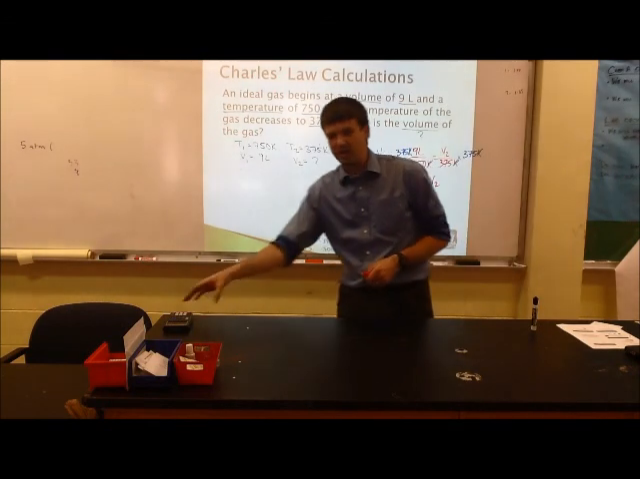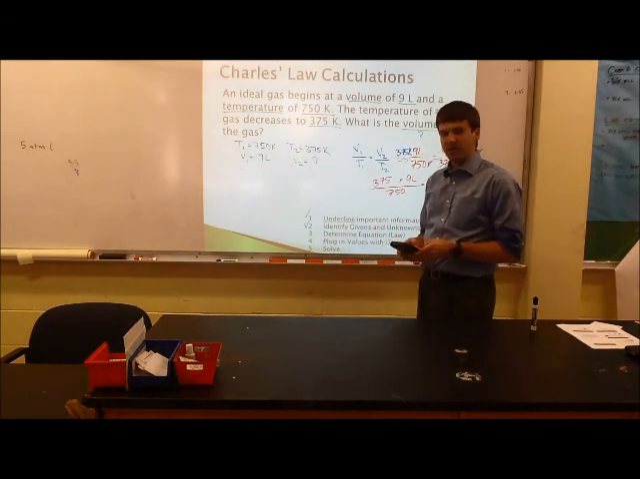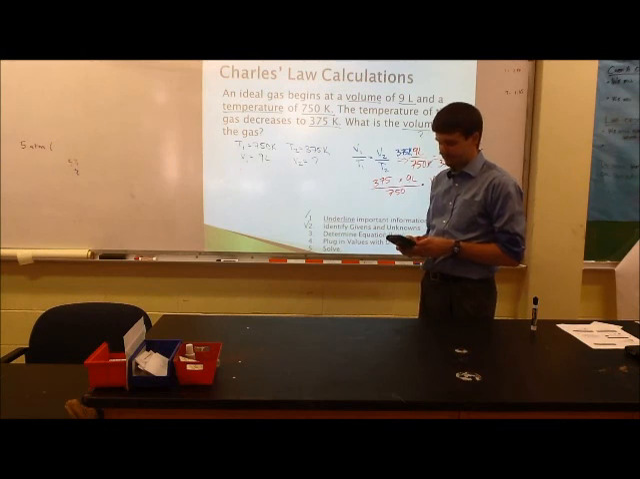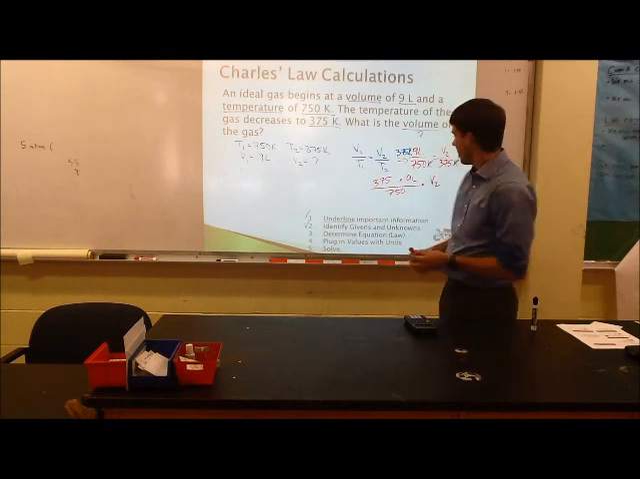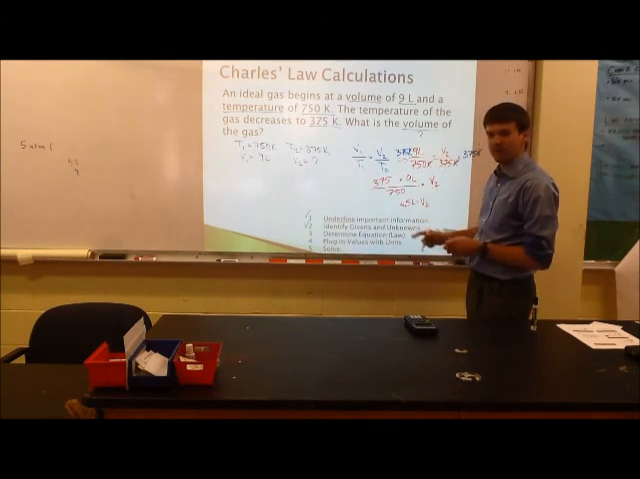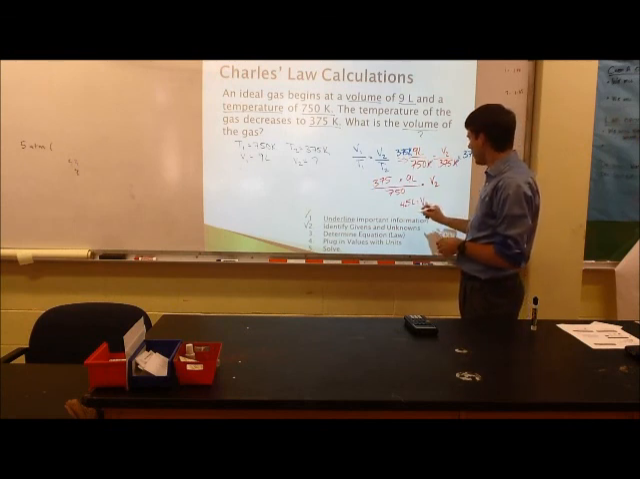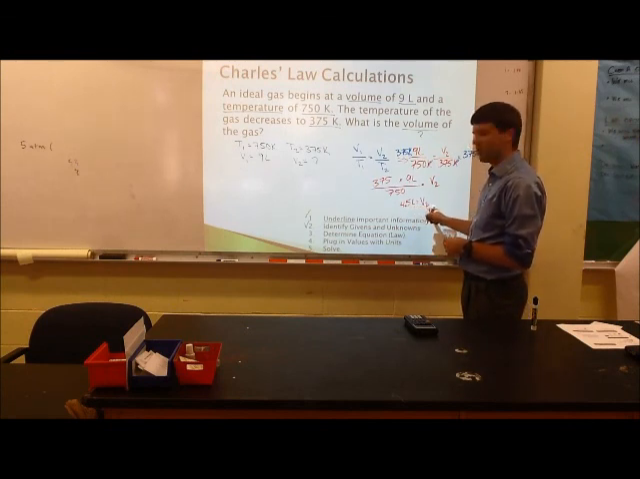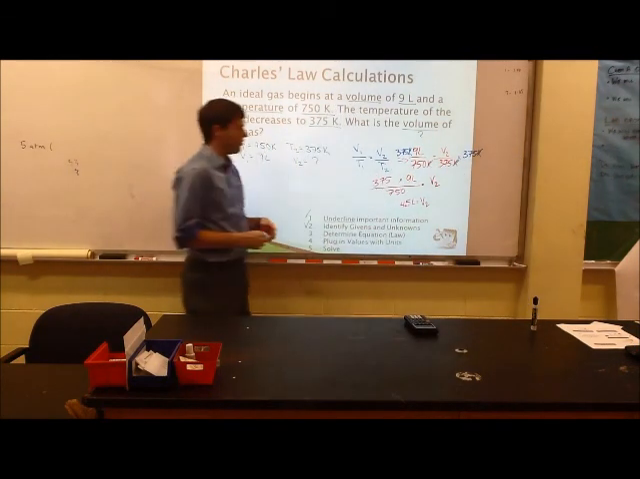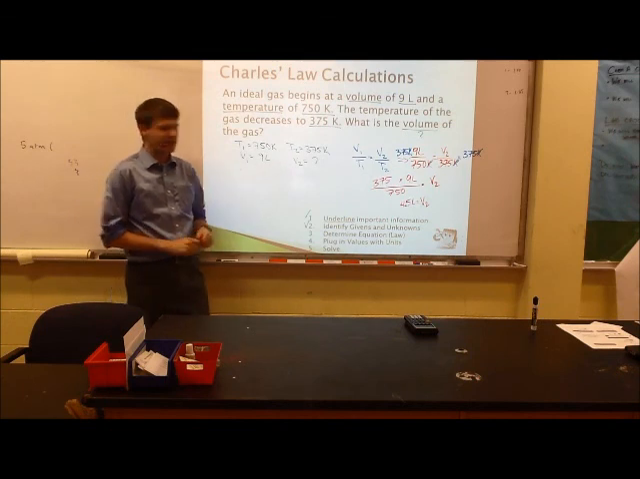So now we're going to pick up a calculator and plug in our numbers. We get 375 times 9 divided by 750. And we get that our new volume, our V2, is equal to 4.5 liters. Notice that through each step, I carry the units along with me, and it makes sense because liters are a unit for volume.